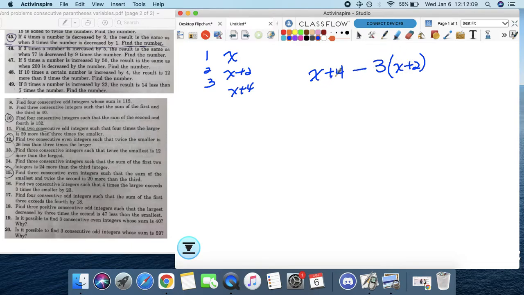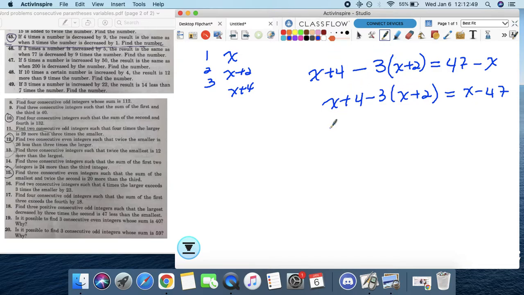So again, where was I? The largest, x plus 4, decrease, minus 3 times the second, which is x plus 2, equals 47. Less than means subtraction, and the smallest is x. Now, remember, this was less than, so instead of 47, I'll just rewrite the whole thing. When the word is less than, you have to switch the order here. It becomes x minus 47, which you could have done right away. I just wanted to show you. x minus 47.